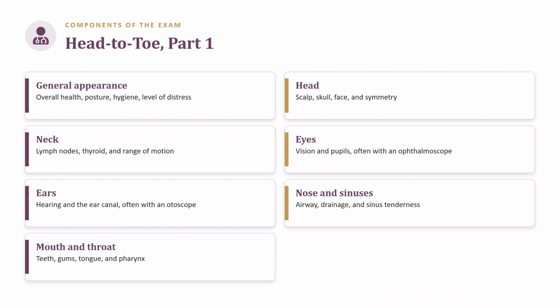The eyes are examined for vision and pupil response, often with an ophthalmoscope. The ears are checked for hearing and the ear canal, often with an otoscope. The nose and sinuses are assessed for the airway, drainage, and tenderness. And the mouth and throat are examined for the teeth, gums, tongue, and pharynx. That covers the head and the sensory areas. Next slide, we move down the body.